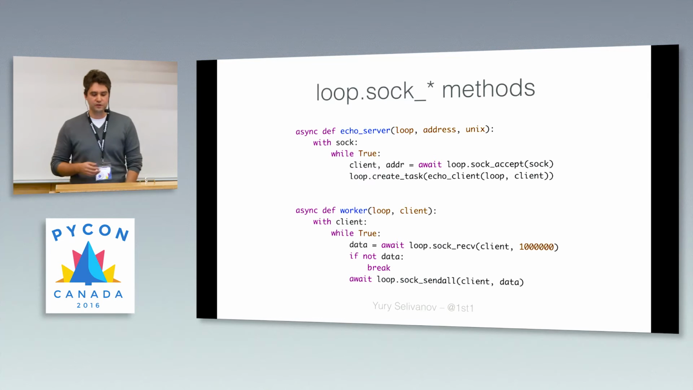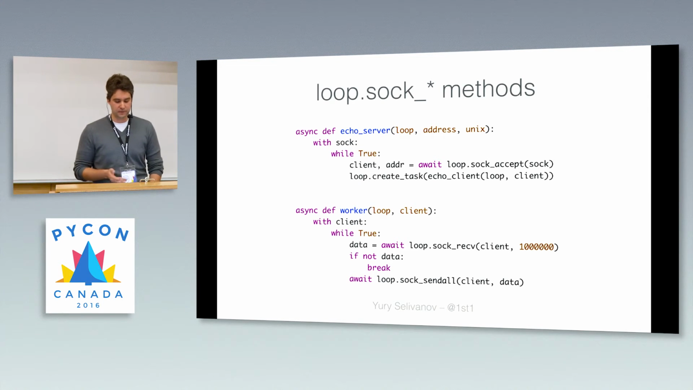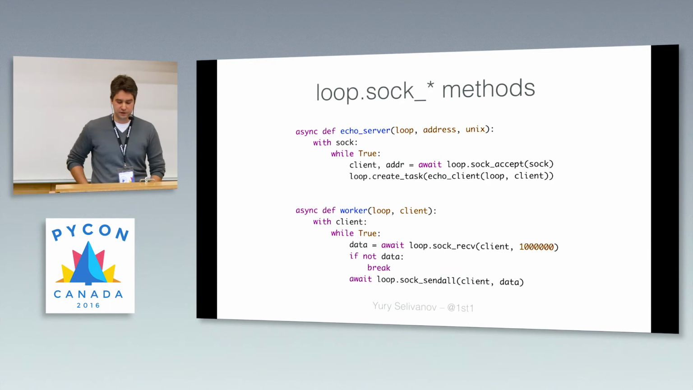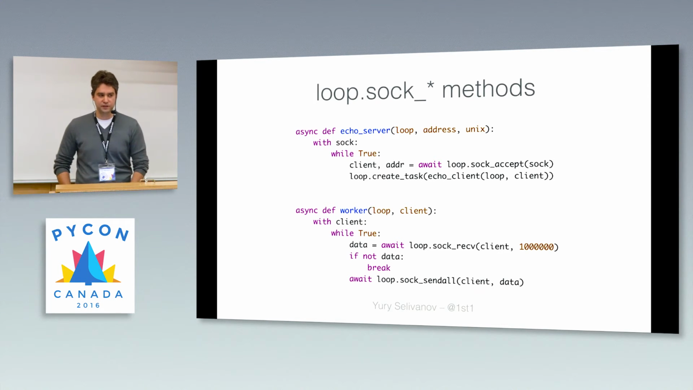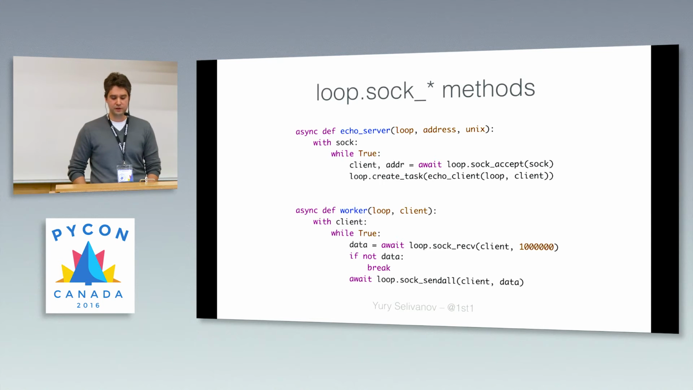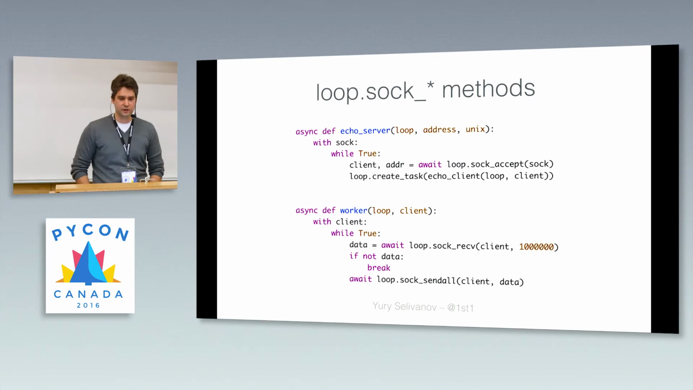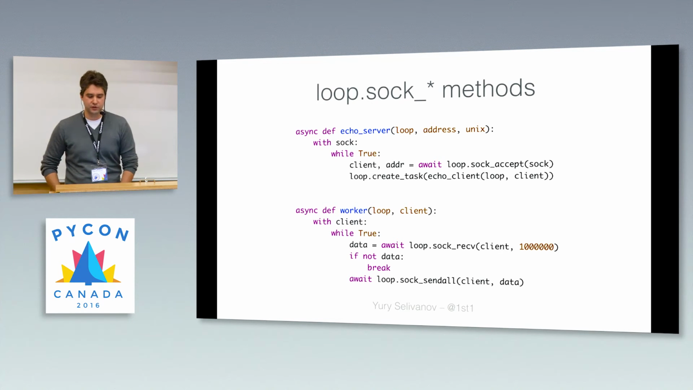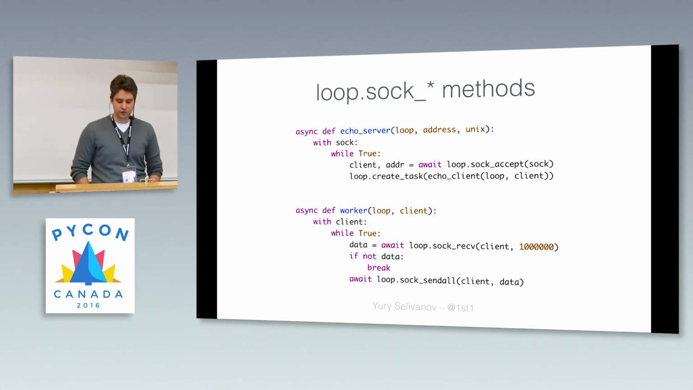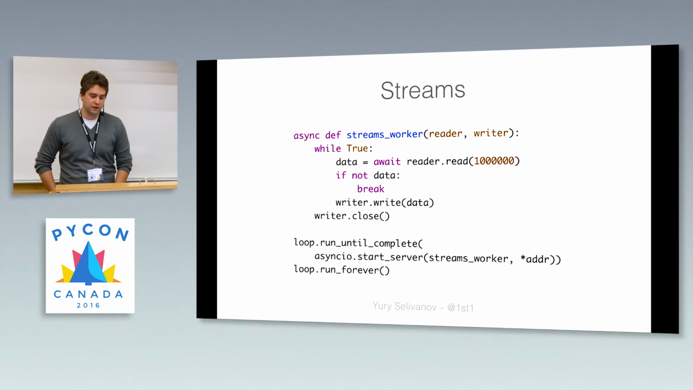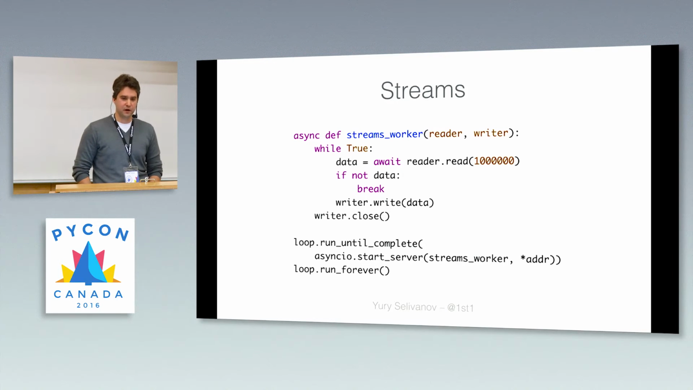So this is how loop socket methods look. We have two coroutines here. One just accepts sockets, and another just implements the Echo server functionality. As you can see, it looks similar to familiar blocking socket API. So this is naturally good. If you have a synchronous Python program that uses regular sockets, you can pretty easily convert it to coroutines using this approach.